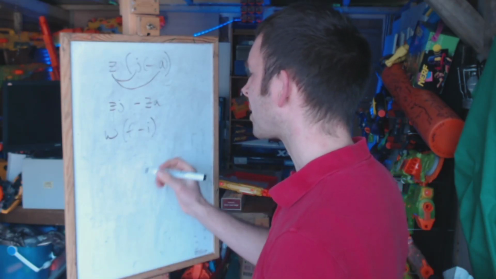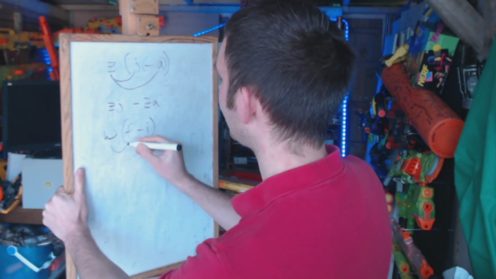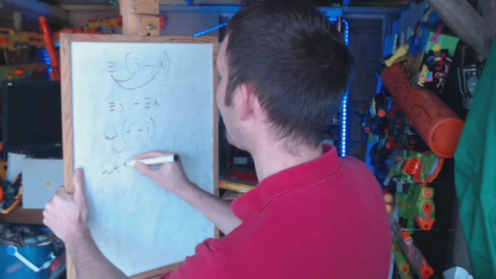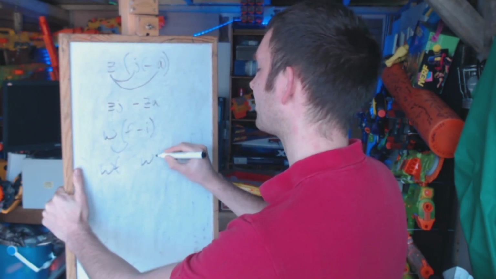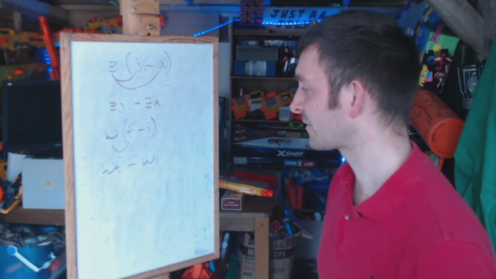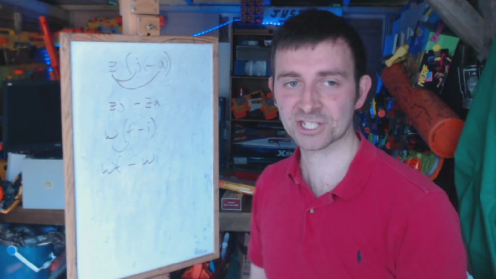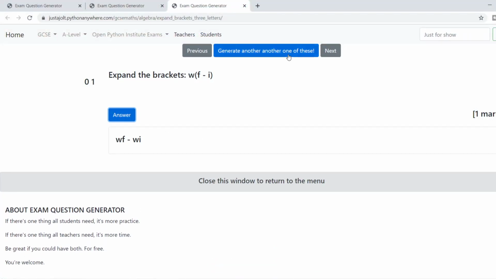All right, so anyway, WF minus I. So W times F is going to be WF, minus, WI is WI. Is it positive or negative? Well, you've got a negative here, and that's positive. So one negative means minus WI. Let's go back and check our answer, make sure it's correct. There you go. We got our answer there.